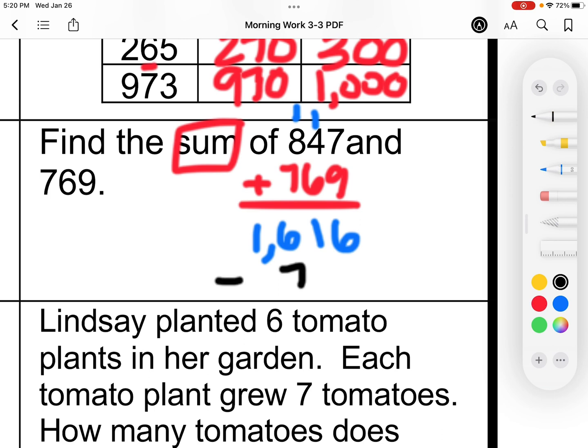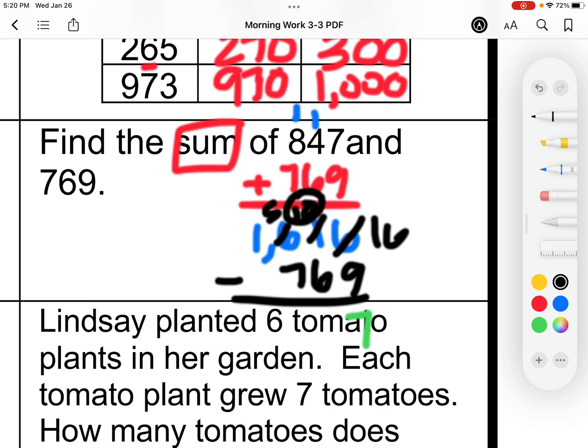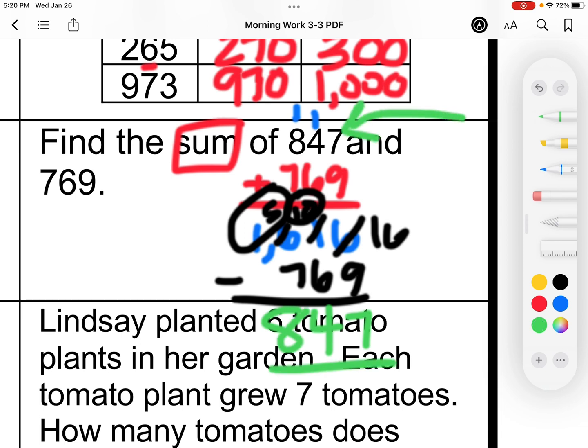So minus 769. We can't do 6 minus 9. So we come next door, make that a 0. 6 becomes 16 minus 9 is 7. So 0 minus 6. So make that a 5. This becomes 10. Minus 6 is 4. And then we can't do 5 minus 7, but we can look at that as 15 minus 7 is 8. Let me change that back to green so you can see it. So you see that 847 matches our initial addend at the top, which means that 1,616 is correct.